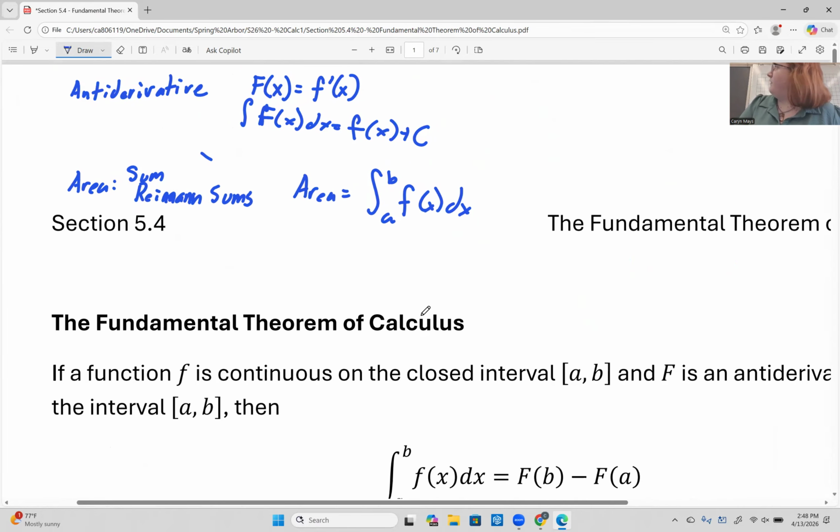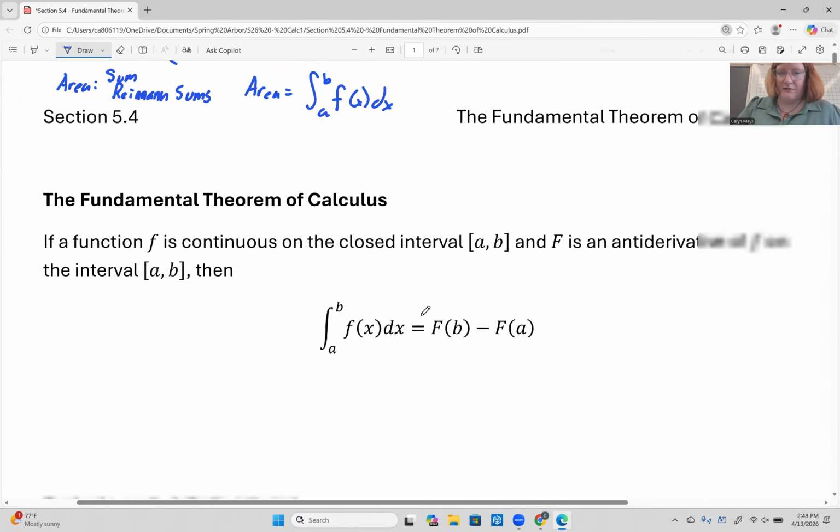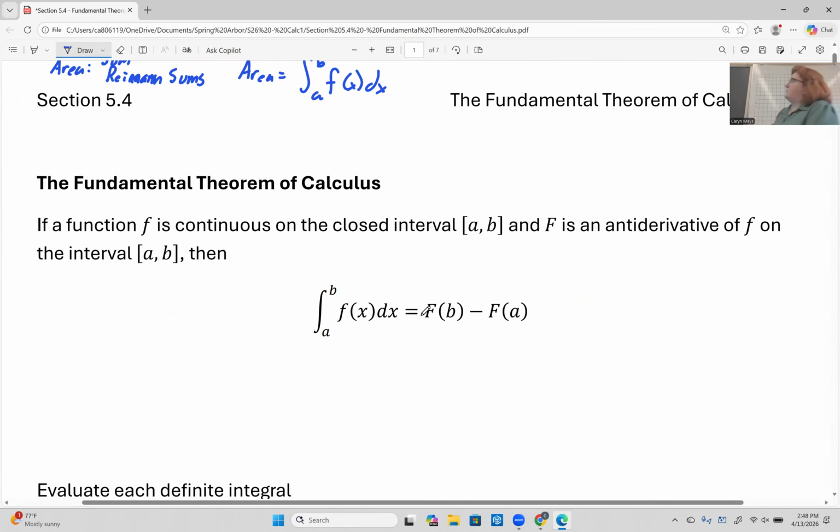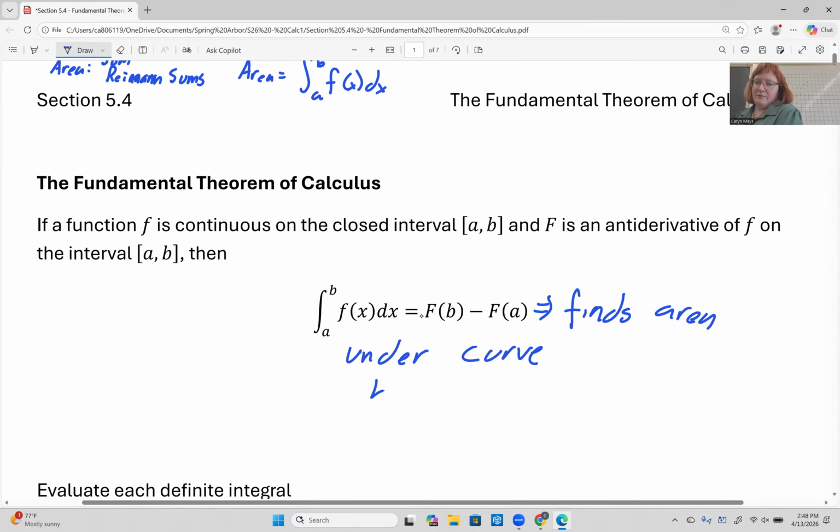And so 5.4 puts them together and says, if a function is continuous on the closed interval a to b, and capital F is an antiderivative of f, little f on the interval ab, then the definite integral from a to b of f of x dx says find the antiderivative and plug in b, then plug in a. And this will find the area under the curve between x equals a and x equals b.